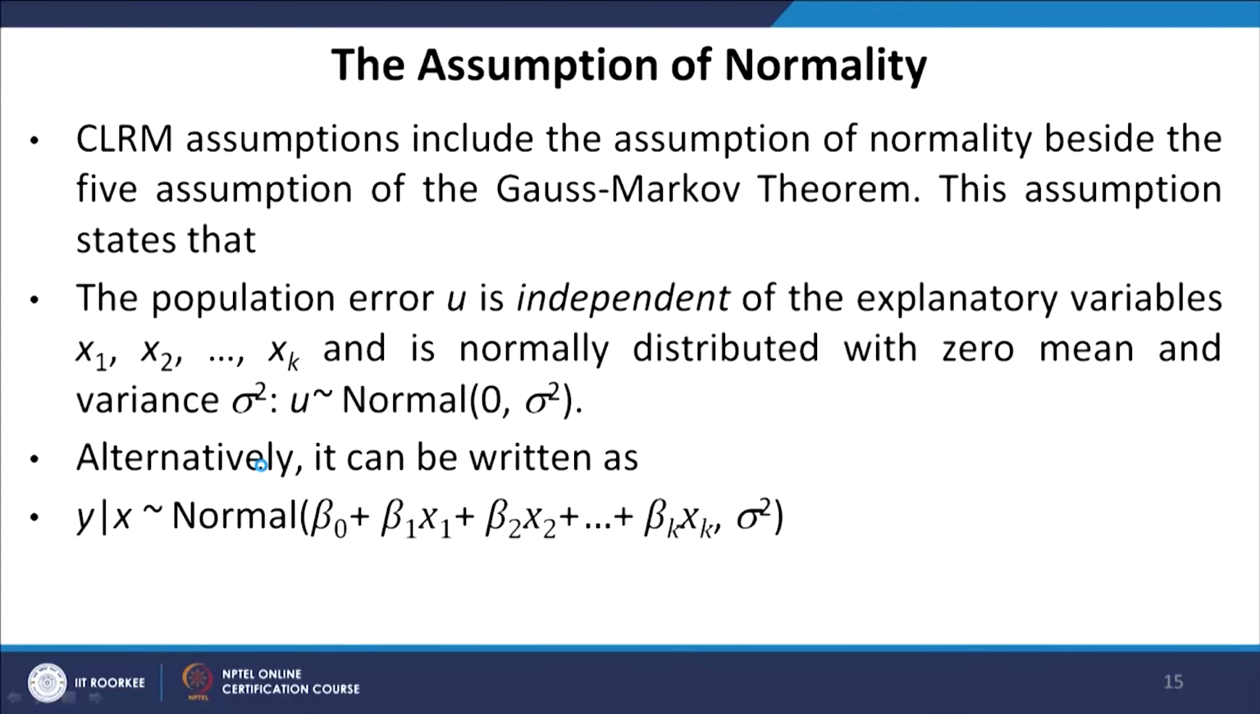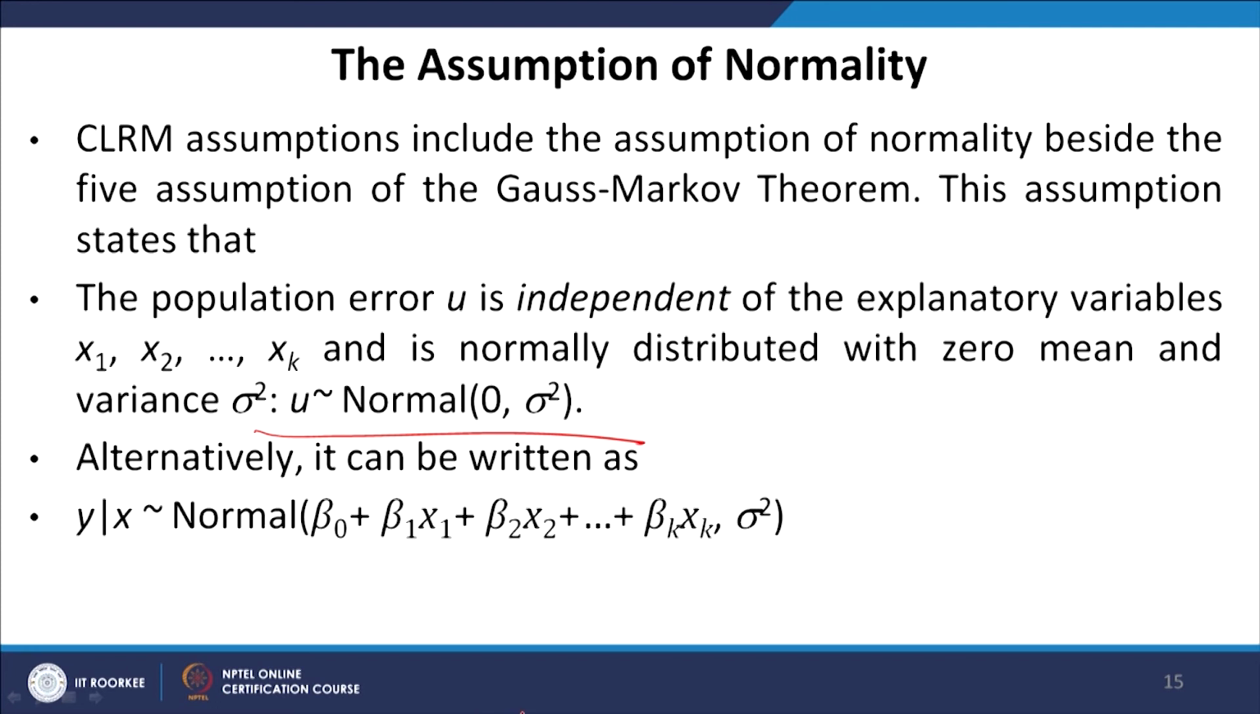Okay. And then finally, we talk about the assumption of normality, which has already been discussed in the context of simple regression analysis. The CLRM, that is the classical linear regression model assumptions, include the assumption of normality beside the 5 assumptions of the Gauss-Markov theorem. This assumption states that the population error u is independent of the explanatory variables x1 to xk and is normally distributed with mean 0 and variance sigma square. So, u is normally distributed with 0 mean and sigma square as its variance.